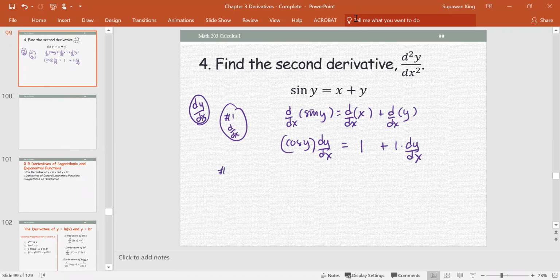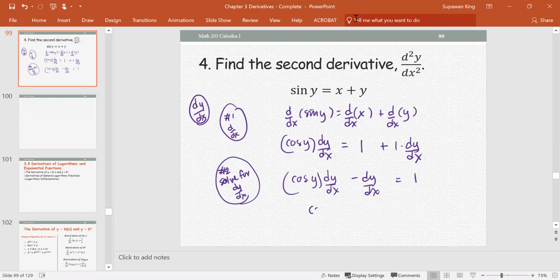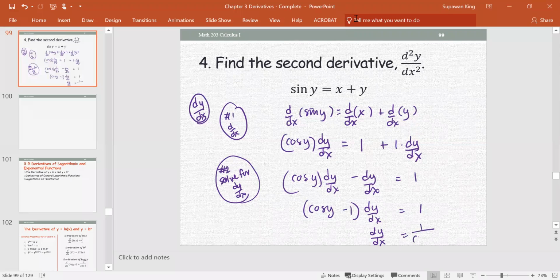Collect the terms and solve for dy/dx, which is step number 2 of implicit differentiation. Now we're going to collect the terms by subtracting dy/dx from both sides. We have cos y dy/dx minus dy/dx equals 1, or (cos y − 1) times dy/dx equals 1. And that gives us the first derivative, dy/dx, as 1 divided by (cos y − 1).